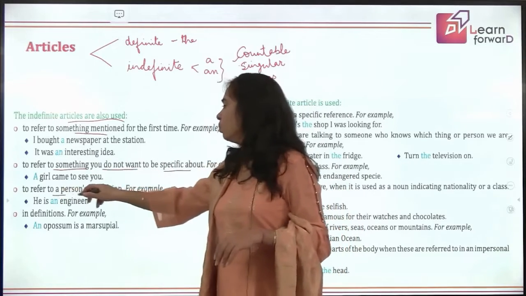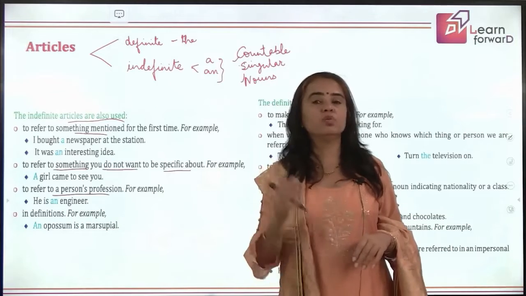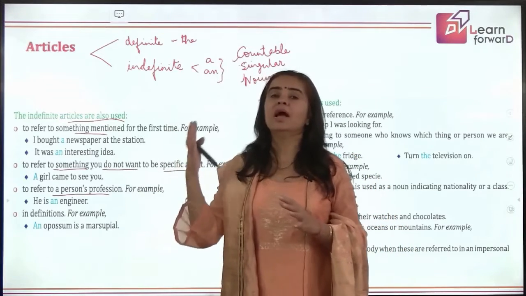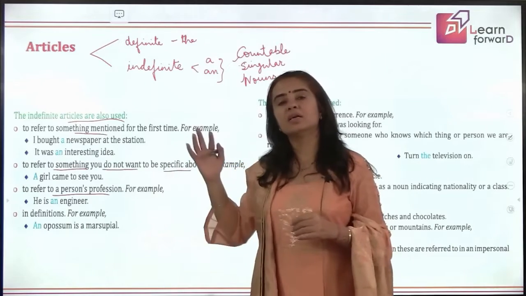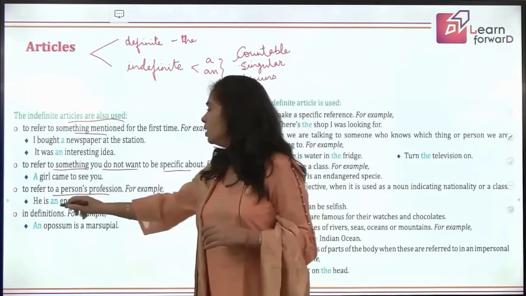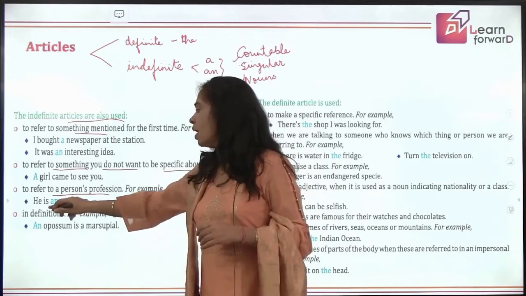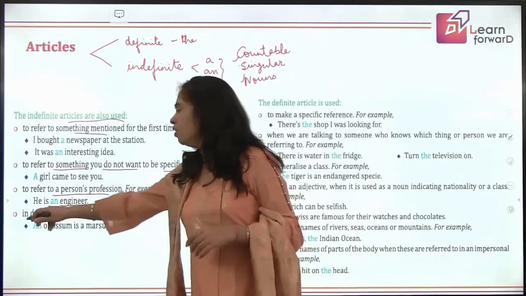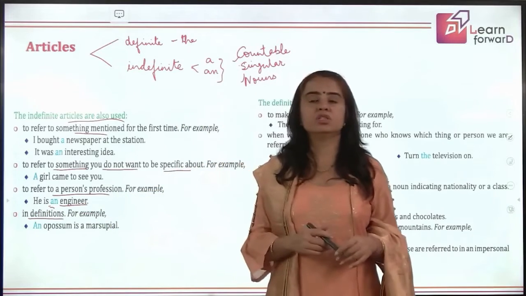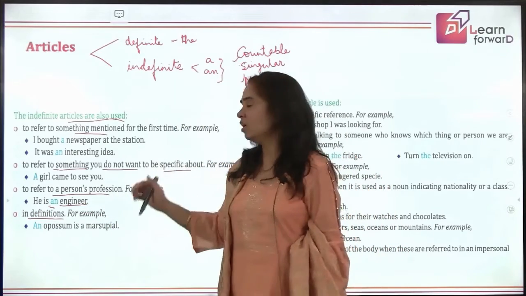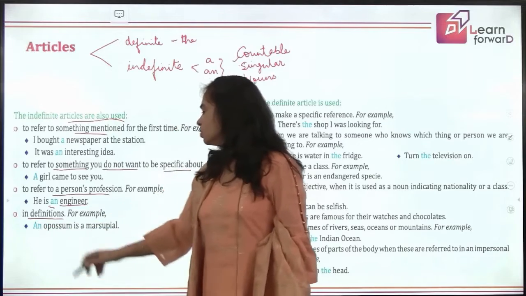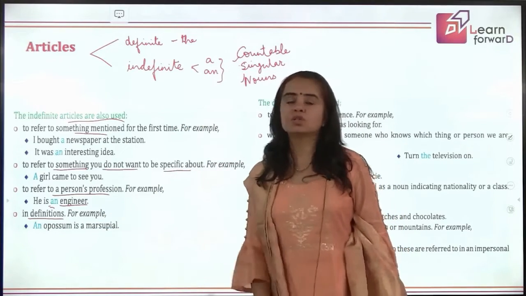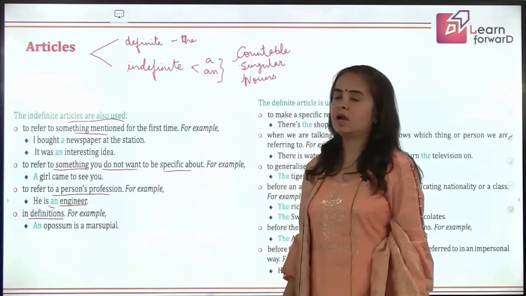To refer to a person's profession. So when you mean to say she's a teacher, we are referring to teacher and will be using an article, that is indefinite article, before it. He is an engineer. So this an is used before the profession. And also when we talk about definitions, there also we use the indefinite article, like an opossum is a marsupial, right? So in definitions also we use indefinite article.